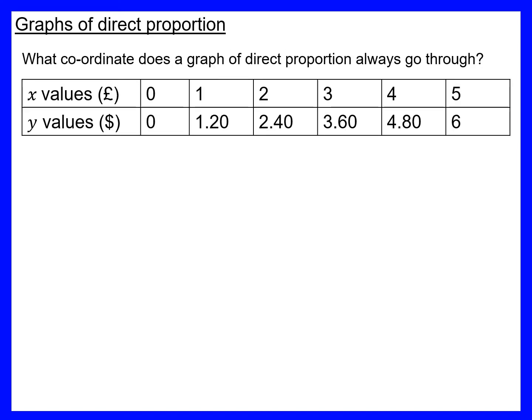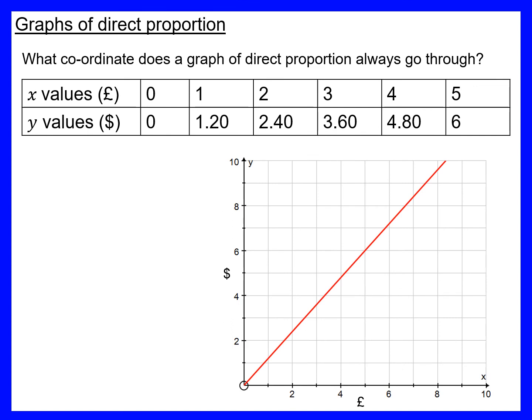All right, finally today, we just want to have a look at what direct proportion graphs look like. So here we've got a table of values. Again, we're using pounds, this time with dollars. If I have no pounds, I have no dollars. If I have £1, then I have $1.20, £2, $2.40, etc. Now, if we were to plot this onto a graph, it would look like this. So our pounds and our dollars.